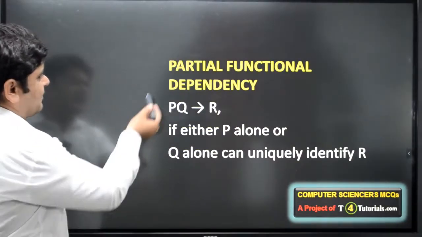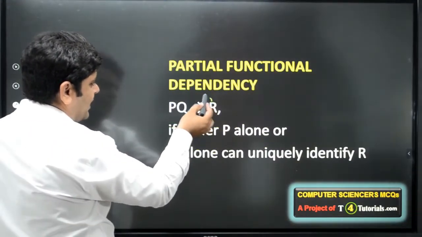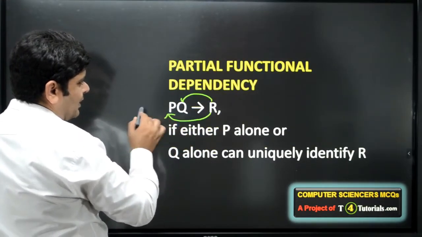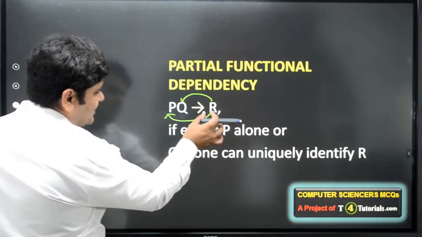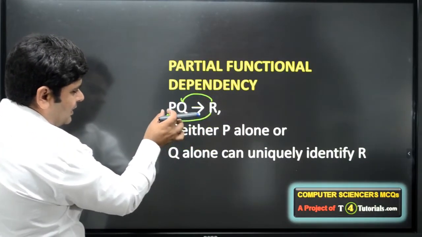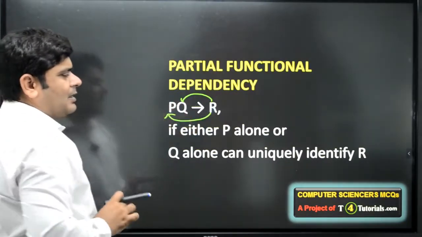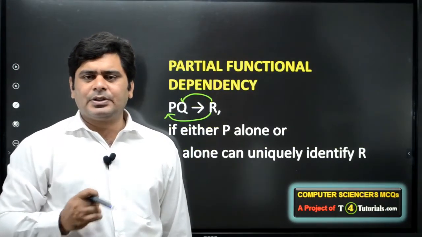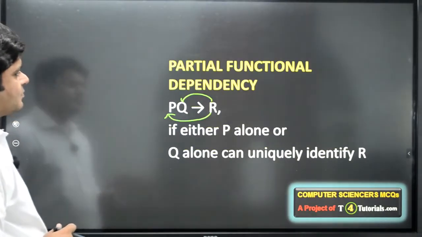And what is partial functional dependency? Here we can see that R is dependent on Q and R is also dependent on P. This is called partial functional dependency because R is not fully functionally dependent on P, or not fully functionally dependent on Q, but R is partially dependent on P and R is partially dependent on Q. So this is partial functional dependency.